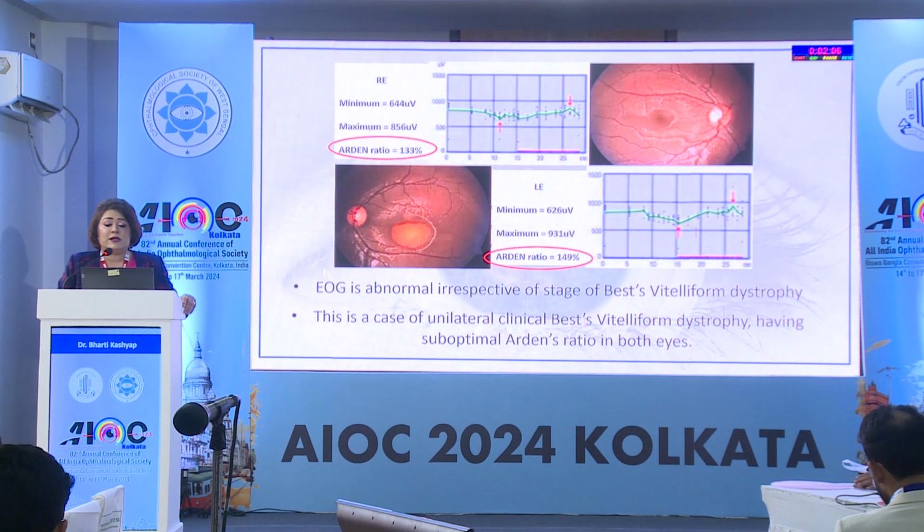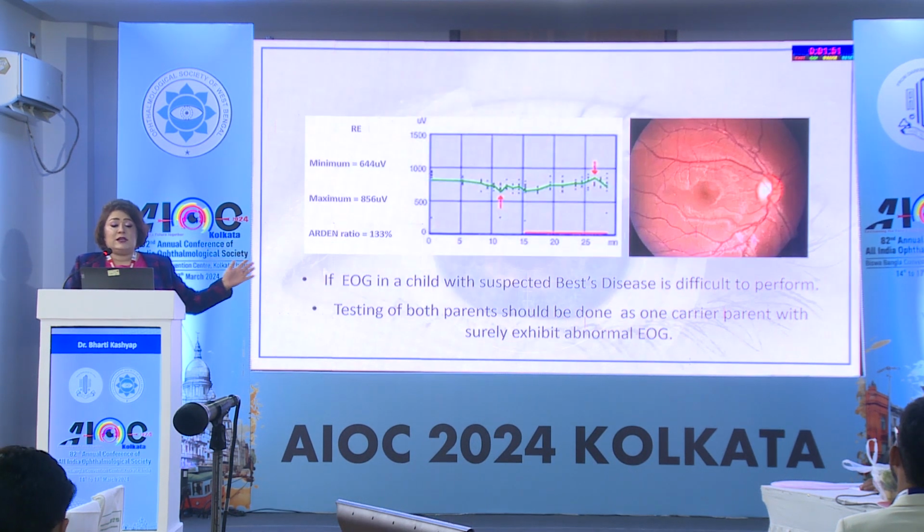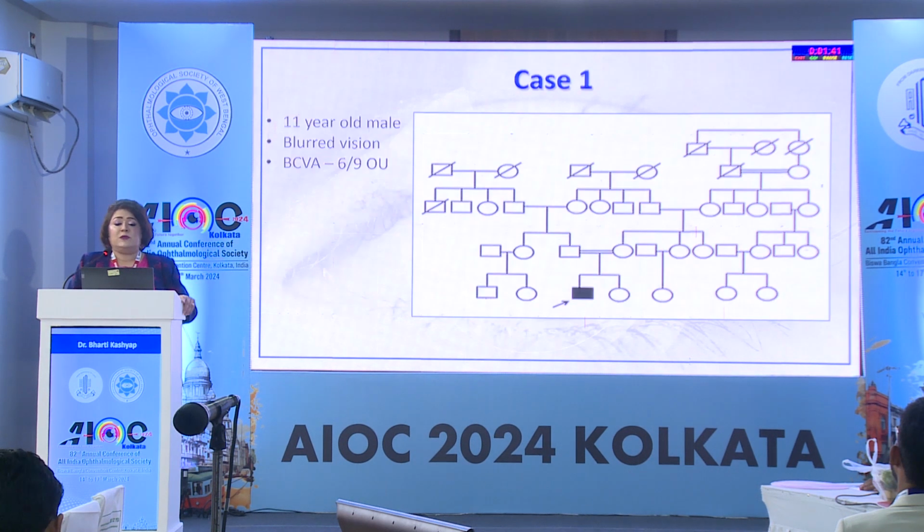EOG is abnormal irrespective of the stage of the Best vitelliform disease. You can see here in one case it is a vitelliform disease, and in another case the fundus is looking normal, but in both cases the EOG is abnormal. If a child with suspected Best disease cannot perform EOG, then you test both the parents, because one carrier parent will surely exhibit abnormal EOG.